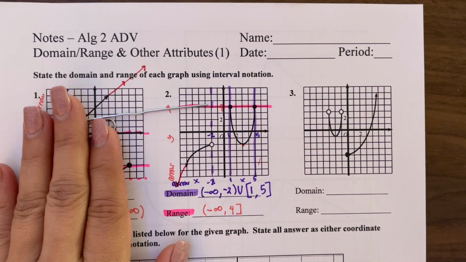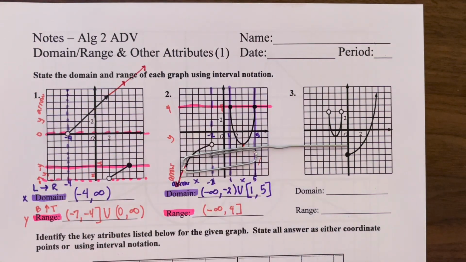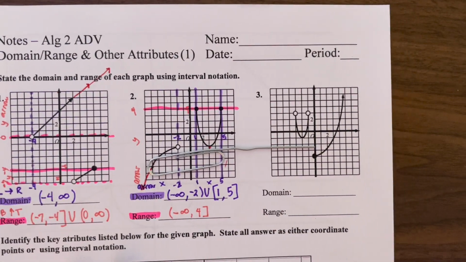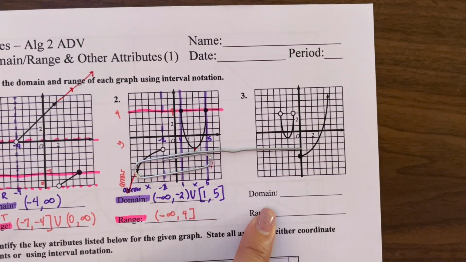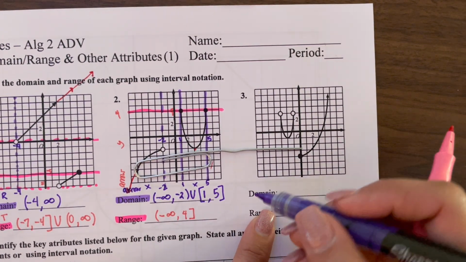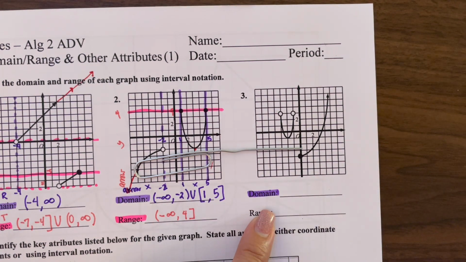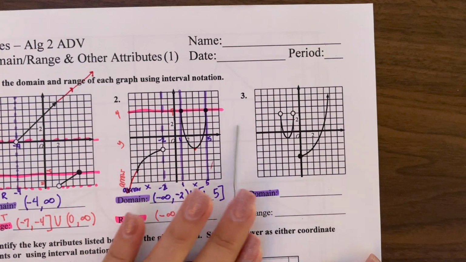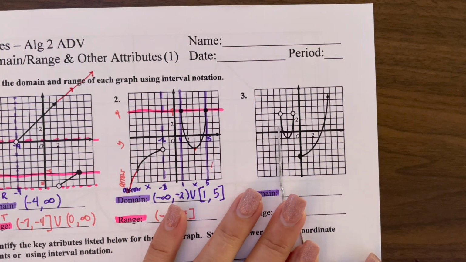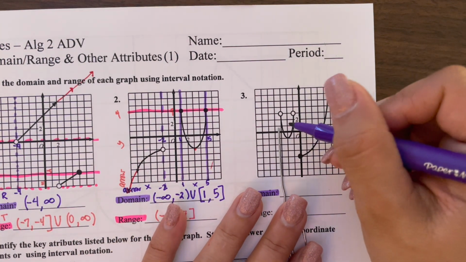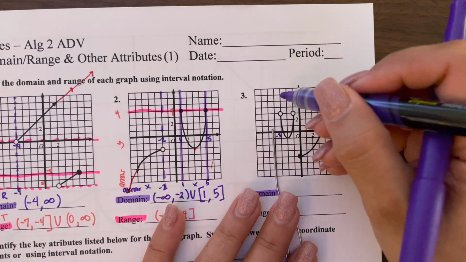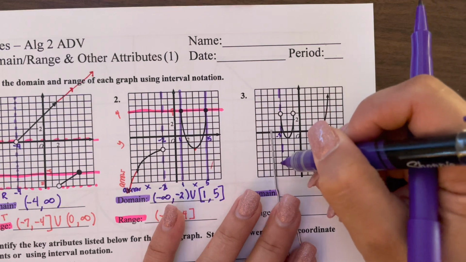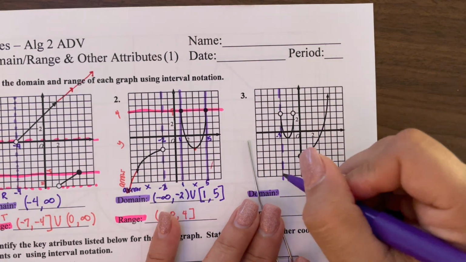Okay, our next one, we have number 3. We have 2 pieces as well. Let's look for the domain. I'm looking for the x value, so we're going to go from left to right. There's my picture, and my picture begins at -3. And that is an open circle, so the point does not exist when x is -3.